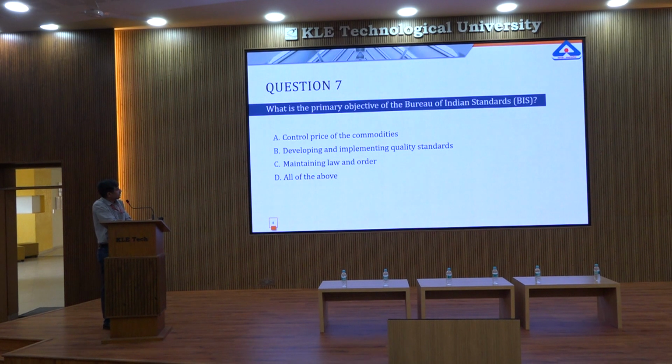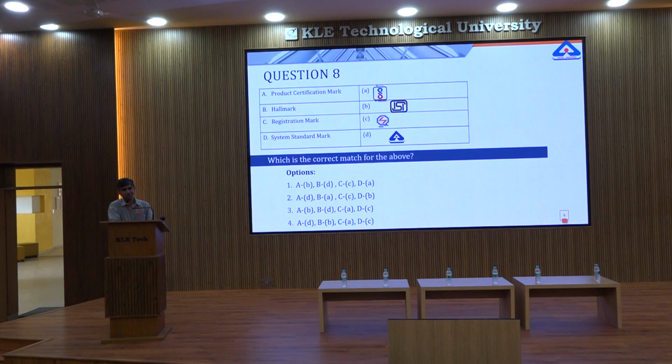What is the primary objective of Bureau of Indian Standards? Control prices of commodities, developing and implementing quality standards, maintaining law and order. B or D? Okay, now you have to match which mark is for this. First, the product certification mark. I'm giving you 1 minute. Just think and then give me the answer.